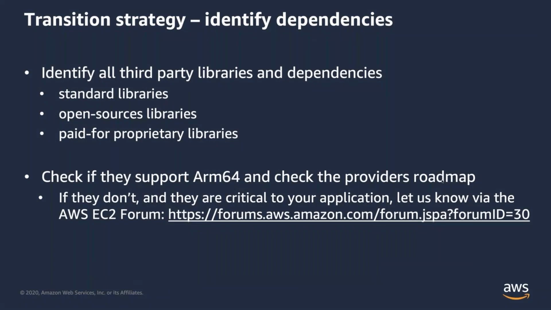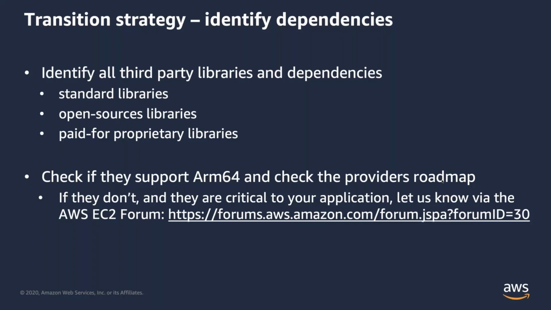In terms of transition strategy, how would you take an existing workload and move that to ARM64? The first step would be to identify your dependencies. You need to identify all the third-party libraries, be it standard libraries, open source libraries, or paid-for proprietary libraries, and check whether they are available for ARM64. And potentially check the provider's roadmap.